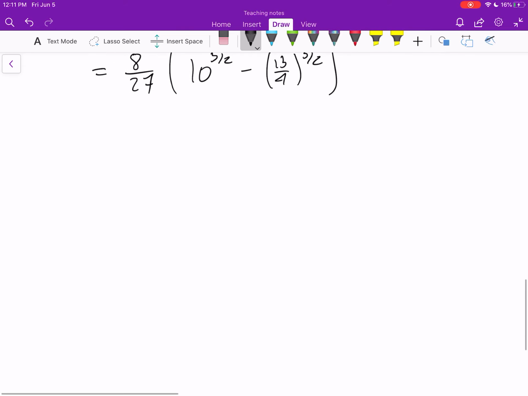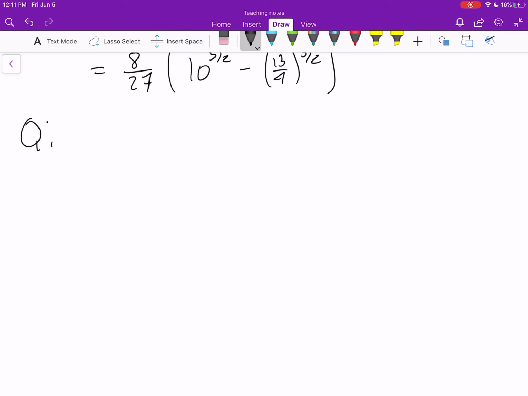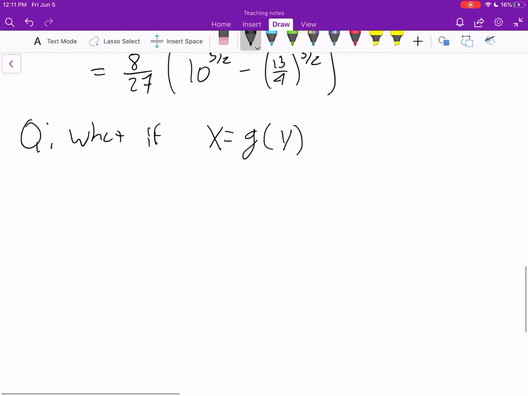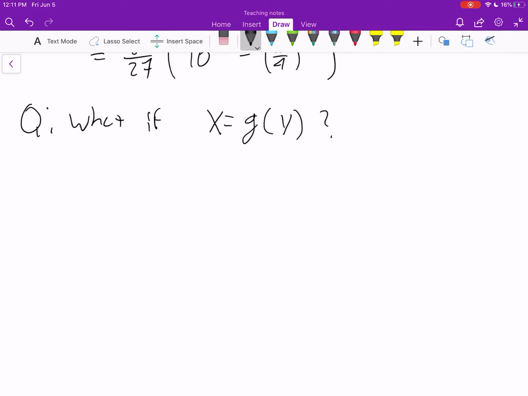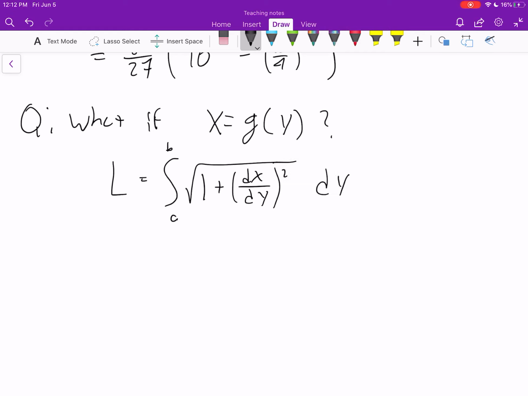But we're going to talk now. So the question now is, what if instead of given y as a function of x, we're given x as a function of y? We get x is equal to g of y. What do we do then? Well, the formula is going to be pretty similar. We're going to get length is equal to the integral from a to b, square root of 1 plus dx dy squared. I'm going to have a dy here because I have x as a function of y. I want to do an integral over y in that case.